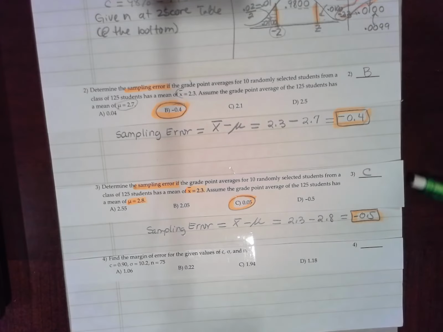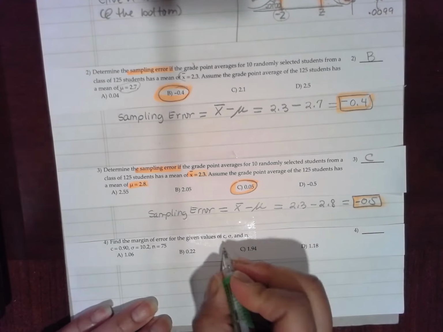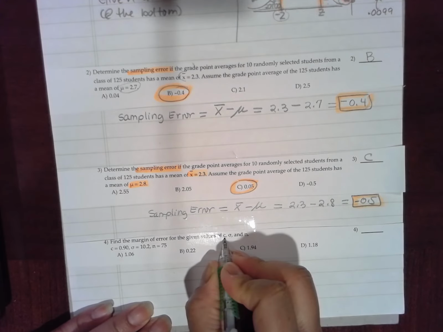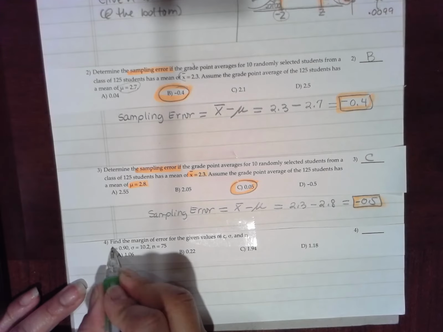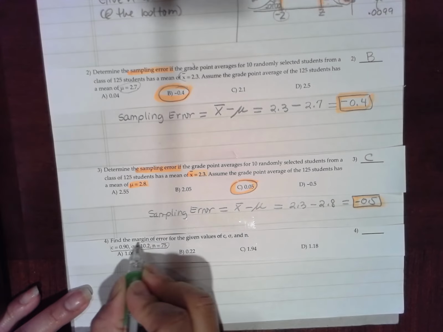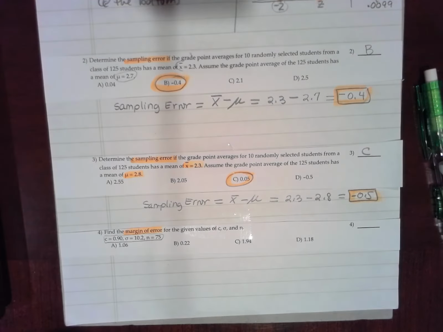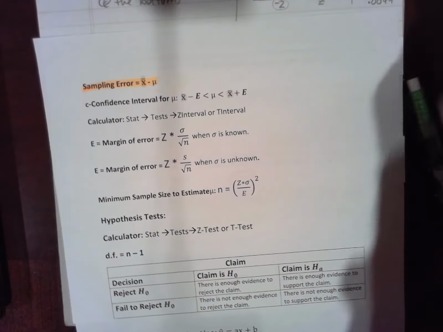And the next one: find the margin of error for the given values of confidence level, population standard deviation, and sample mean. So they give them to you like that. This is just to emphasize calculation. Again, the keyword here is margin of error. So the margin of error will be another formula that will be provided to you.